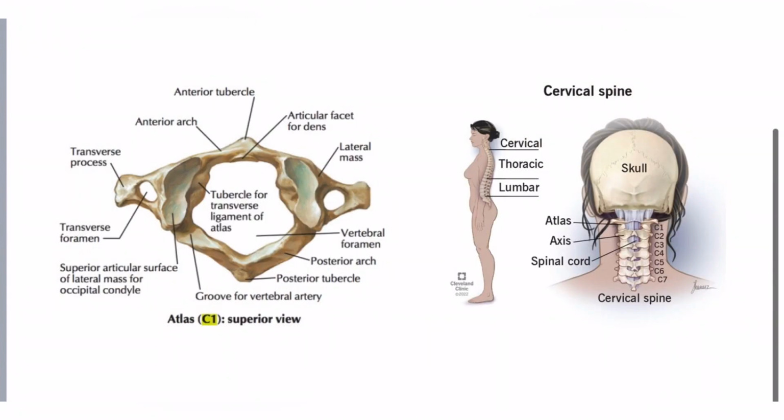As we see here, the anatomical structure of the atlas is composed of the transverse process, transverse foramen, superior articular surface of the lateral mass for the occipital condyle, groove for the vertebral artery, posterior tubercle, posterior arch, vertebral foramen, lateral mass, articular facet for the dens, anterior tubercle, and of course the anterior arch.